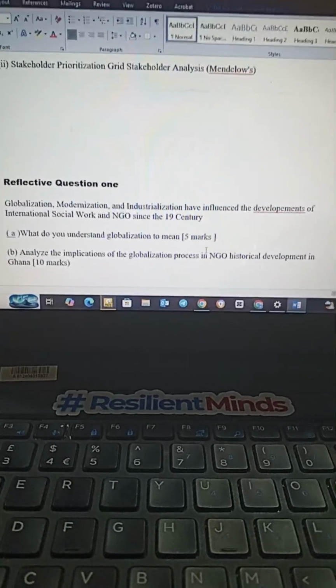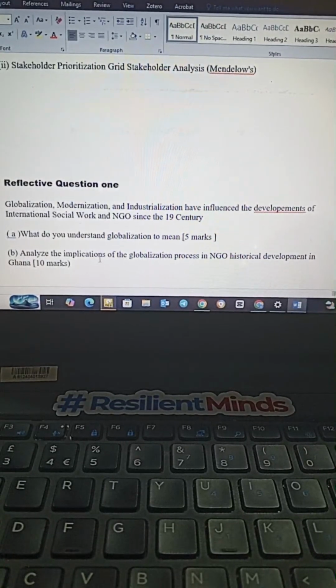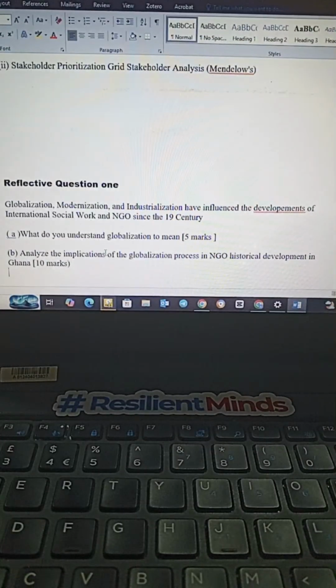Now when we are done, B says that we should analyze the implications of the globalization process in NGO historical development. So here it's basically about the implications of globalization. Implications can be positive or negative, so it depends on what you want to write. If you want to write all positive, that is fine. If you want to write all negative, that is fine. If you want to blend them too, that is fine. One positive I can give here is financial interdependence. Now, due to NGOs, some countries are depending.